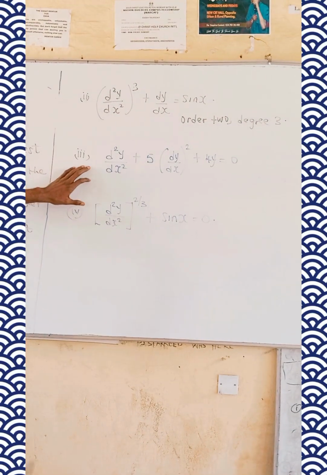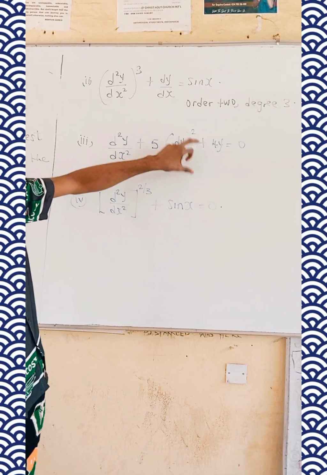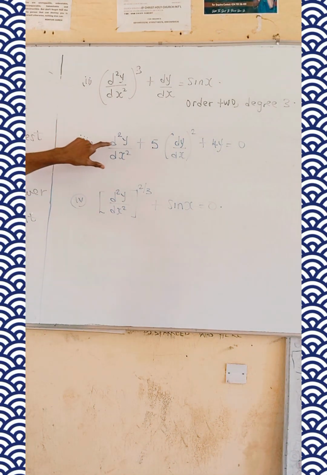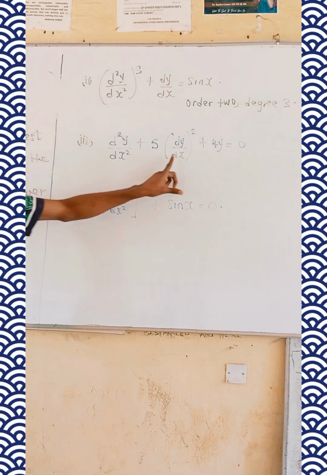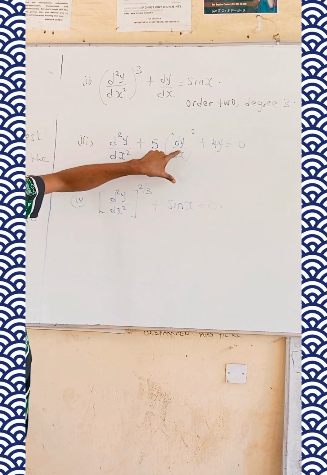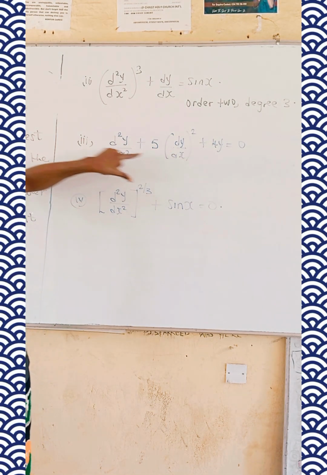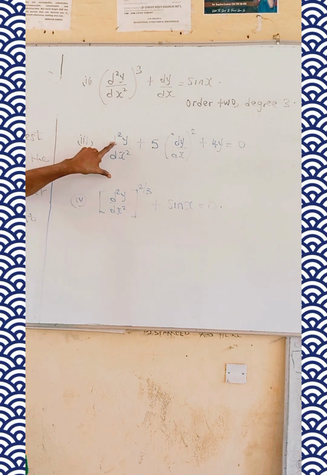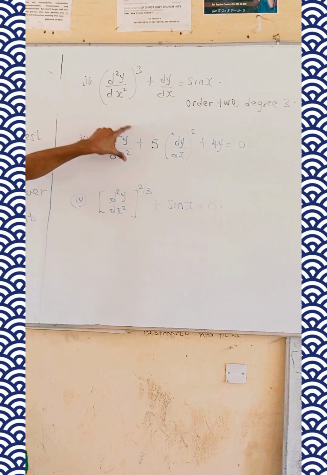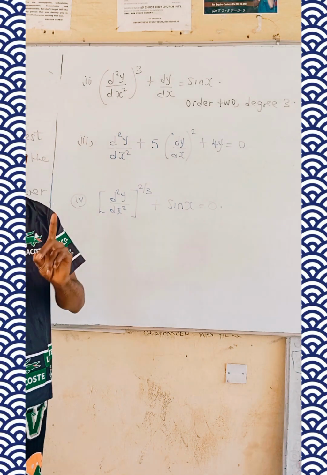Then the third one: d squared y by dx squared plus 5 into (dy by dx) all squared plus 4. You find out that we have d squared y by dx squared here, which is the second derivative. We have here the first derivative raised to power 2. So we are not interested in that, because that's the first derivative. We are interested in the highest derivative present, which is order 2. There is no power, so we assume that the power of this order 2 is 1, which is the degree.